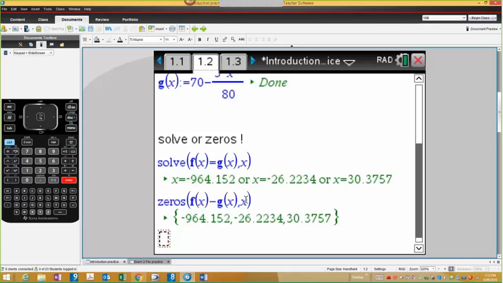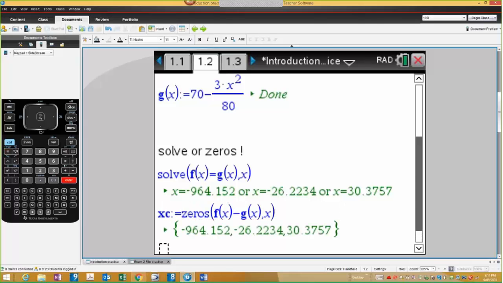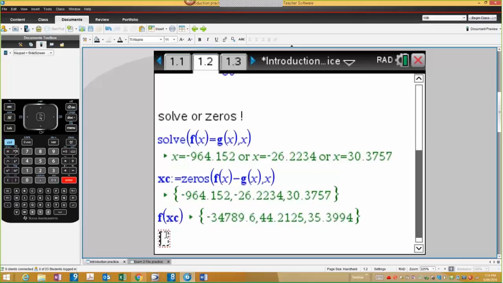The advantage of zeros is by doing this. If I defined these results as a variable, the x coordinates, what I can now do is find the corresponding y coordinates by substituting those into either f or g. They're the corresponding y values.